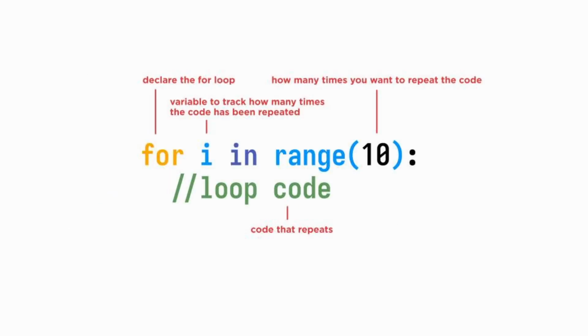Now, moving on to how to write a for loop. To write a for loop, you have to start with the keyword for, then write i in range. The i is a variable that keeps track of how many times the loop has run. Programmers usually use i, but you can name it anything. If the loop runs 3 times, i will be 3. If it runs 8 times, i will be 8. Then you put the number of times you want the loop to run inside the parentheses next to range and add a colon. Underneath, you write the code you want to repeat and make sure it's indented.